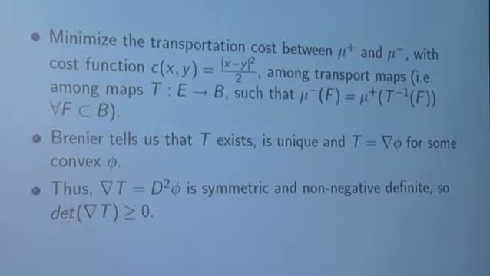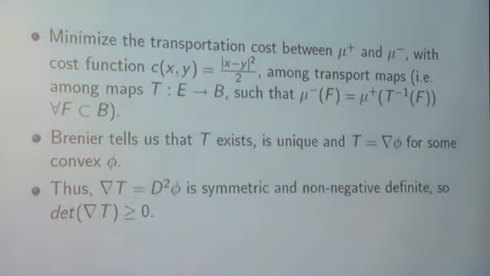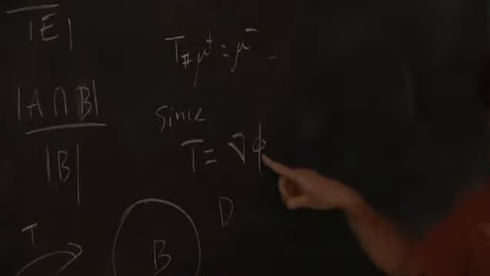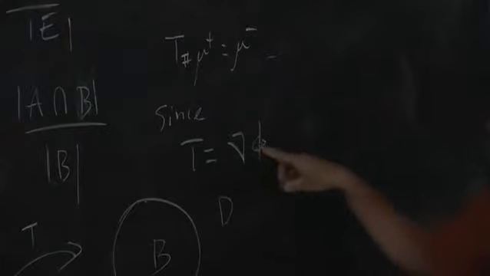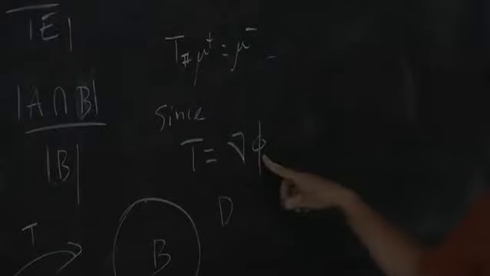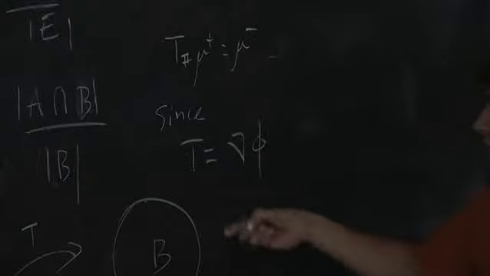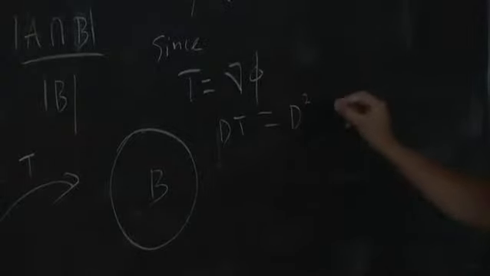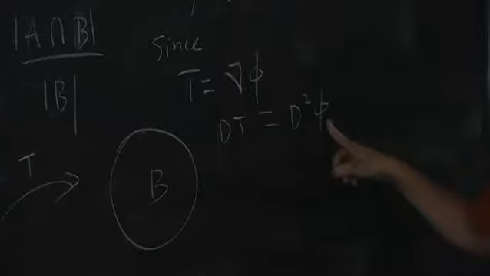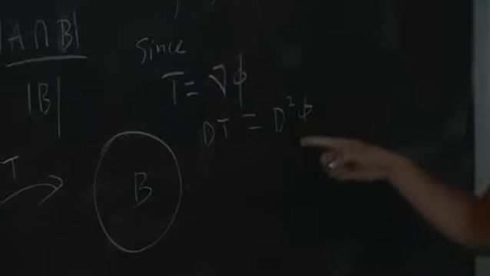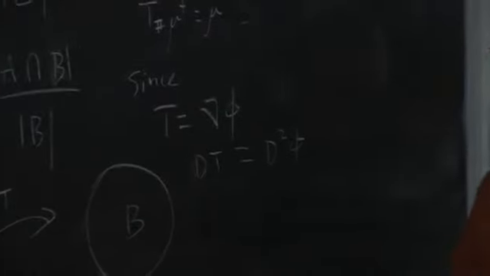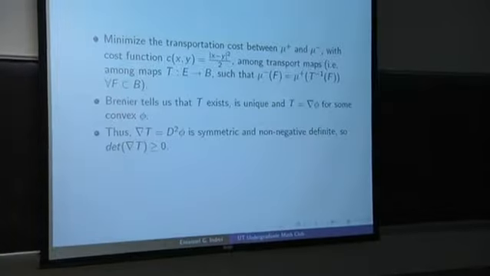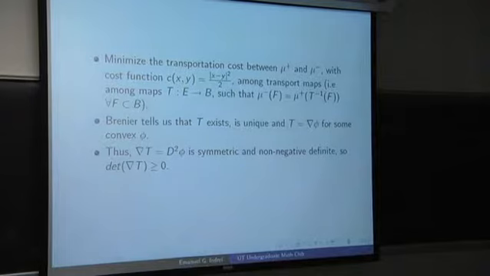Since T is equal to the gradient of a convex function, we know that if we take a derivative, phi is a real valued function. The gradient of that is a vector. So when we take another derivative of T, that's a matrix. So DT is like D squared phi, the Hessian of phi. Phi is just a function, D squared of phi is the matrix. And because the function is convex, the determinant of this matrix is greater or equal to 0.